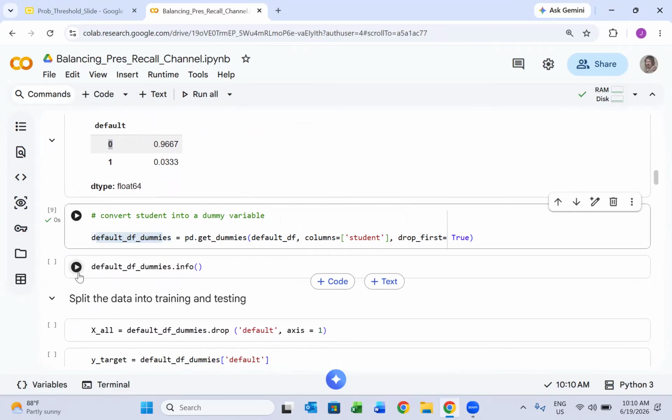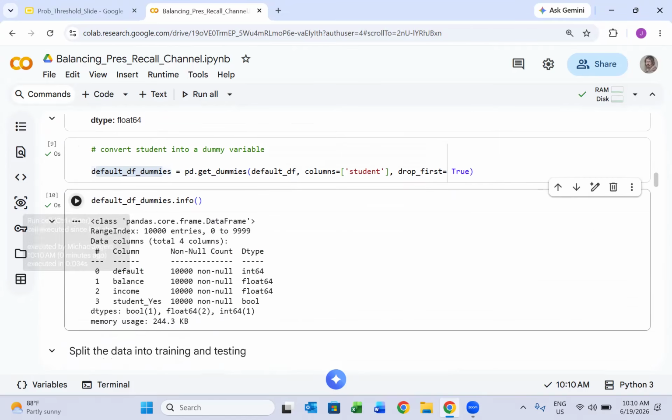Let's take a look at that data frame. Very similar to the original data frame, default_df. We still have the default column, the target, balance, income, but we don't have the original student anymore. We have student_Yes. And student_Yes, notice that it's Boolean. So it takes True when the person is a student and False when the person is not a student. It's okay to work with Booleans.